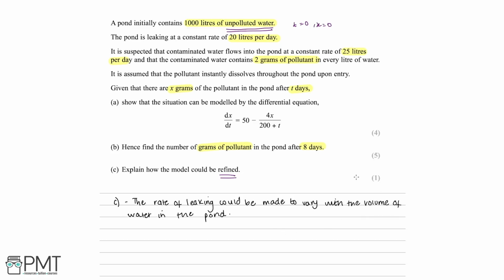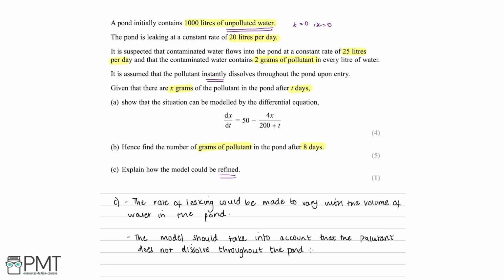This question is only 1 mark, so you'll get 1 mark for stating this point, but there is also another point that would be eligible for a mark. We assume here that the pollutant instantly dissolves throughout the pond upon entry. Now the keyword instantly here suggests that as soon as the pollutant enters the pond, the entirety of the pond has the same concentration of pollutant throughout the pond. Well, this in real life will probably not make any sense, especially if the pond is super massive. And thus, another refinement we can make is that the model should take into account the fact that the pollutant does not dissolve throughout the pond upon entry.